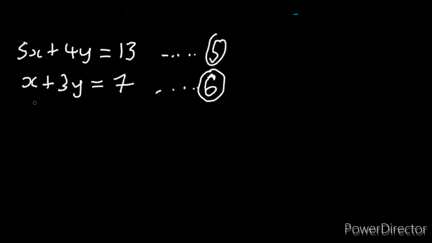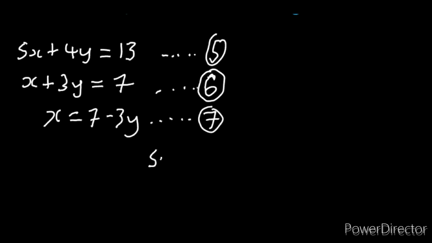So the easiest thing to make the subject of the formula when I look at these two is this one, because it has a coefficient of 1 in front. If I make it the subject of the formula, I'm going to end up having x = 7 minus 3y. So this is going to be my equation 7. Then I'm going to substitute equation 7 into the one that I did not manipulate, which was equation 5.